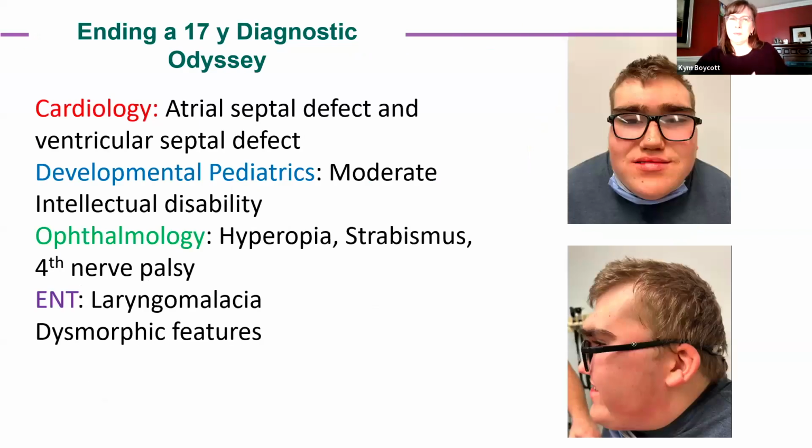So I just want to give you 3 examples, really to look at the types of diagnoses we were making and the types of patients we were seeing. And so this is a 17-year-old boy, right? So again, the older end. And you can see in the colors the different departments that he'd seen: cardiology, developmental peds, ophthalmology, ENT. So I'd met 2 or more. And in black are all of the congenital anomalies or findings that he had. So heart defects, intellectual disability, eye findings, laryngomalacia, and dysmorphic features that I'm putting there, but he was never seen by genetics.